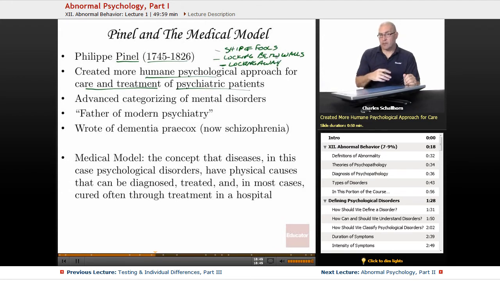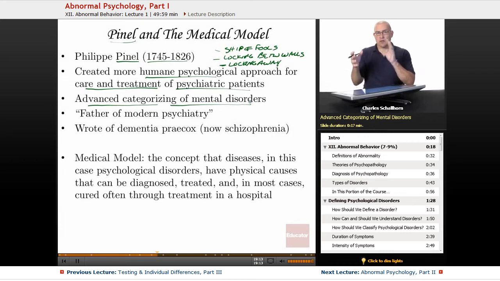We treated people with mental illnesses incredibly poorly throughout human history because of what we thought they represented, because of our superstitions, because of the beliefs that we had that were inaccurate as to what was causing these issues and these behaviors. And then Pinel advanced the categorizing of mental disorders. He said we need to start categorizing, classifying, and putting understandings and labels on these issues. And so he's known as the father of modern psychiatry.